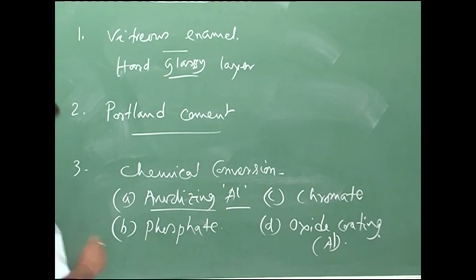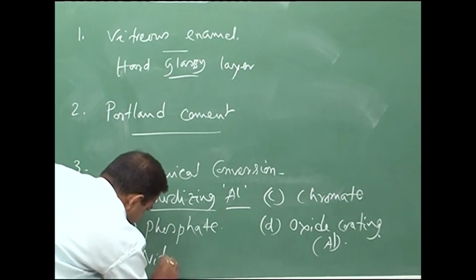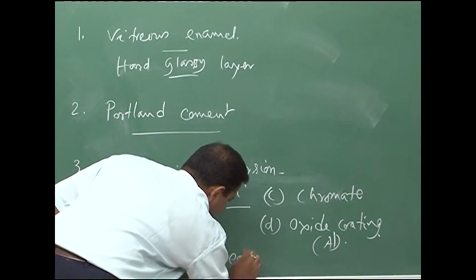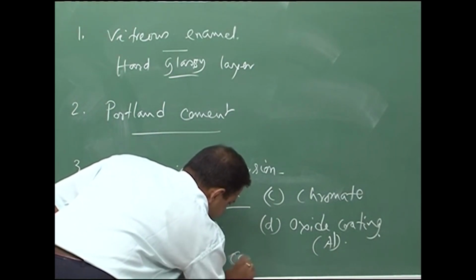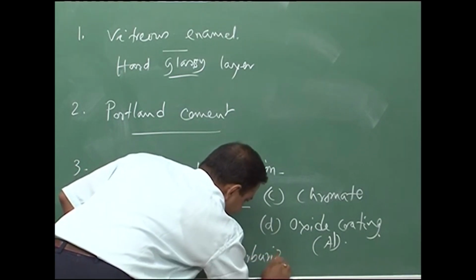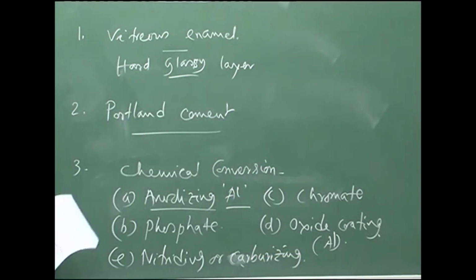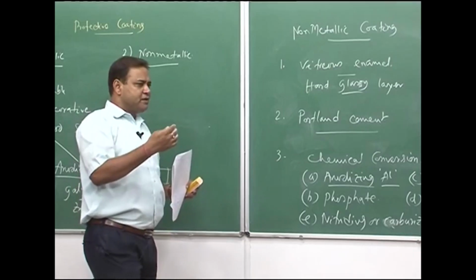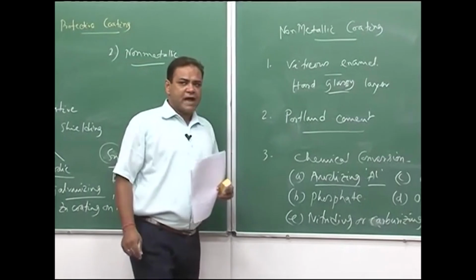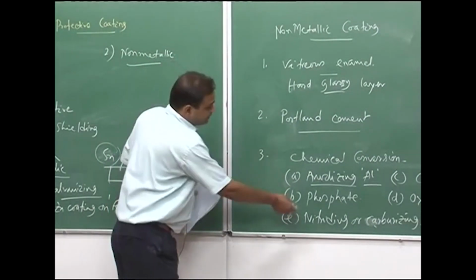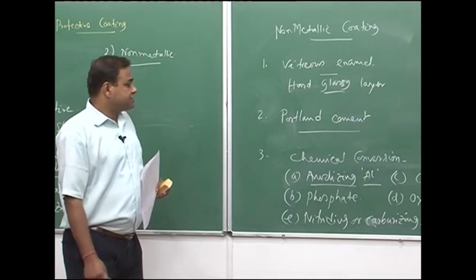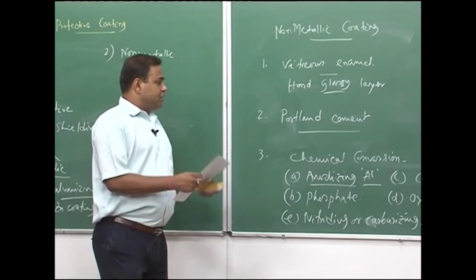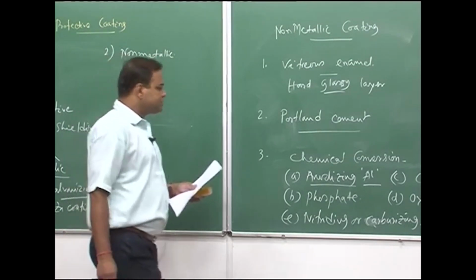Another technique could be nitriding or carburizing. These are basically gaseous techniques: the metal surface is heated in the presence of nitrogen gas, and then carbides or nitrides form on the metal surface, and it gives very good corrosion resistance.